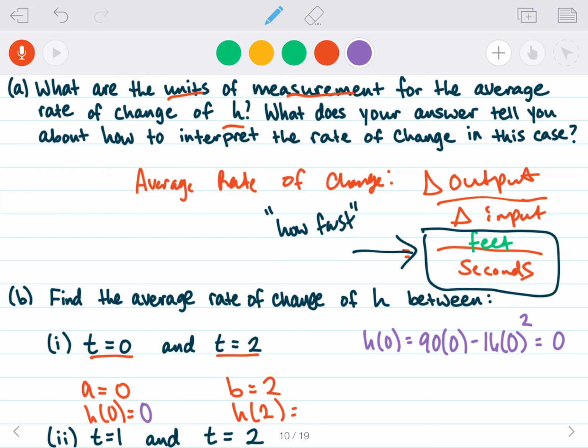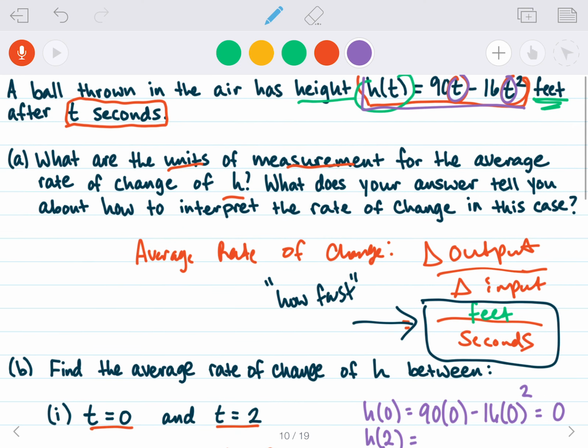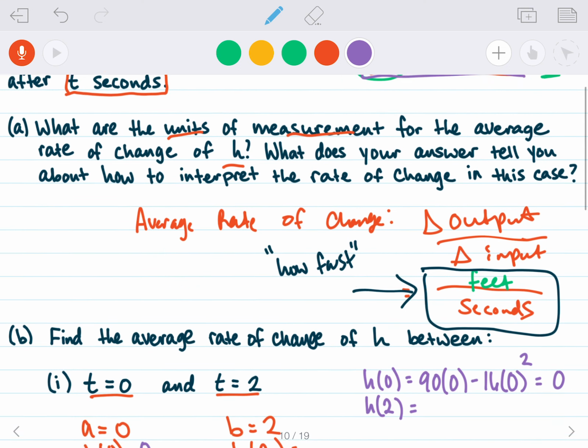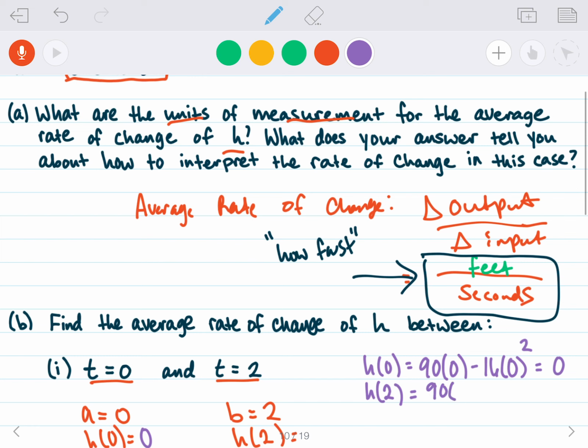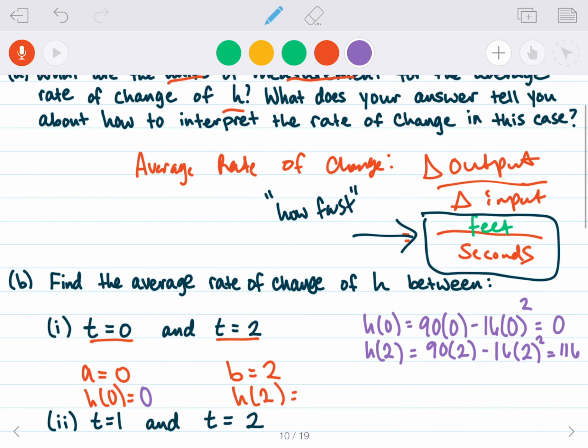h of 2, on the other hand, I'm going to plug in 2 wherever I see an input variable t. So I get 90 times 2 minus 16 times 2 squared. And 90 times 2 is 180 minus 16 times 4. Let's see what this gives us. It's 116. Okay, so h of 2 is 116. And that's all we need to know for the average rate of change formula.